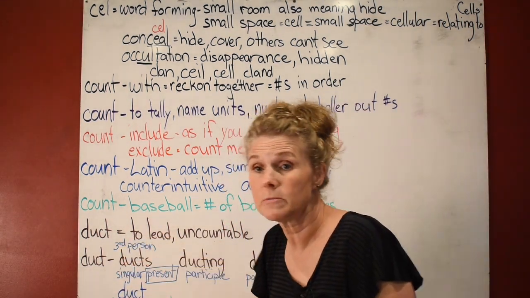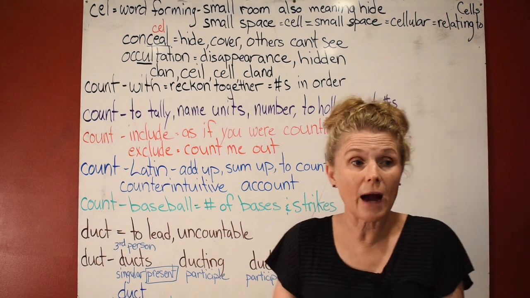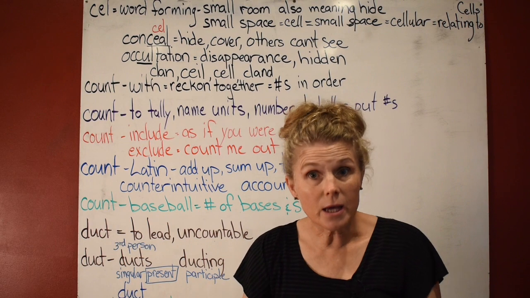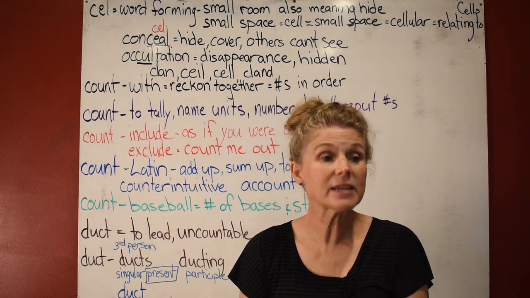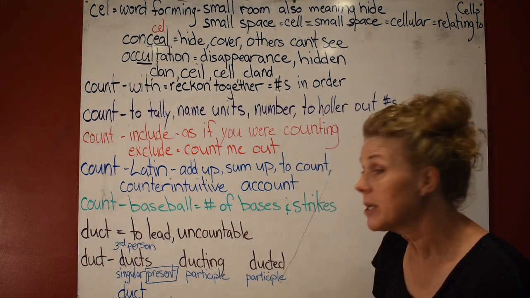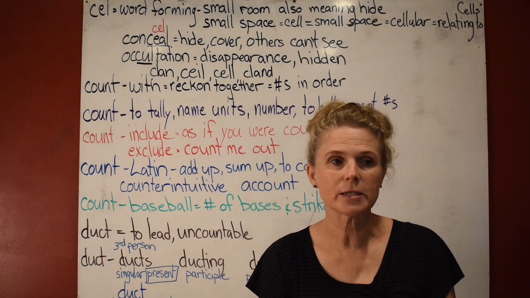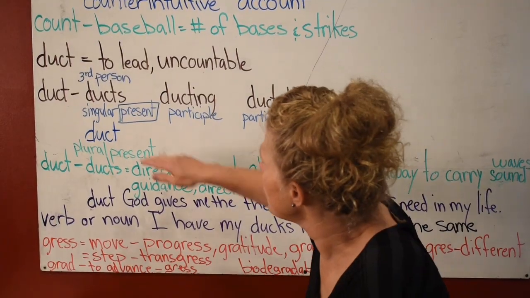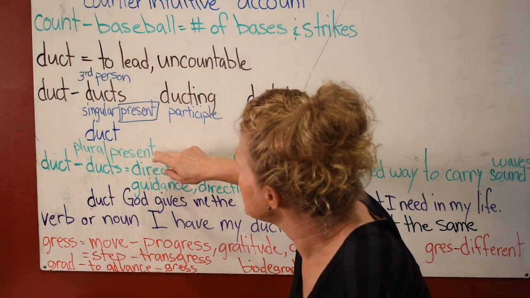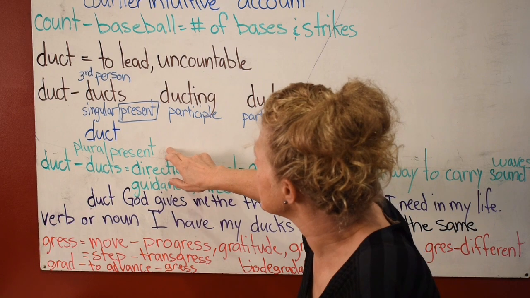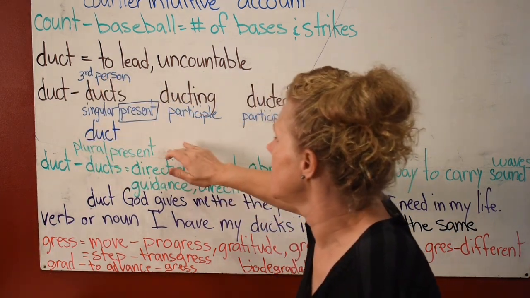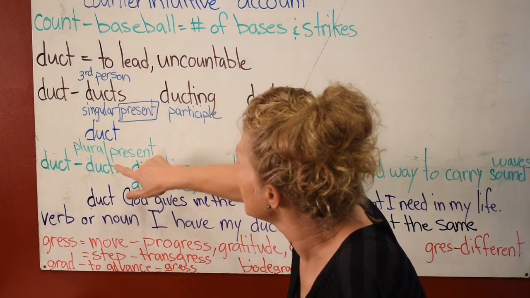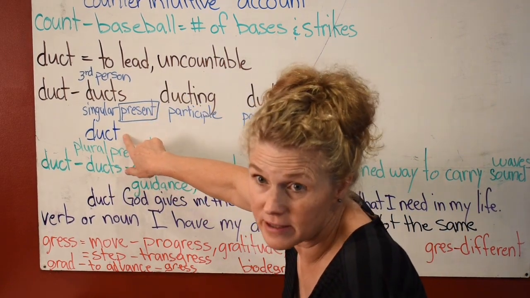This can be used as a verb or a noun, depending on how you use it in a sentence. It doesn't have to just be a Latin root. But it's important that you can identify it as a Latin root and that you know how to spell this right here. Okay, so we have duct, which means plural present. And that is if you're using this as a verb. So this is singular present with the s, and this is plural present without the s.